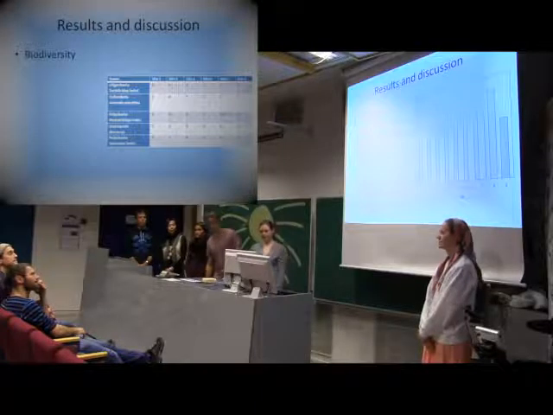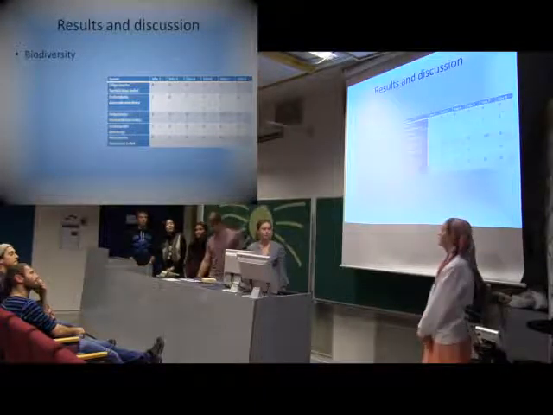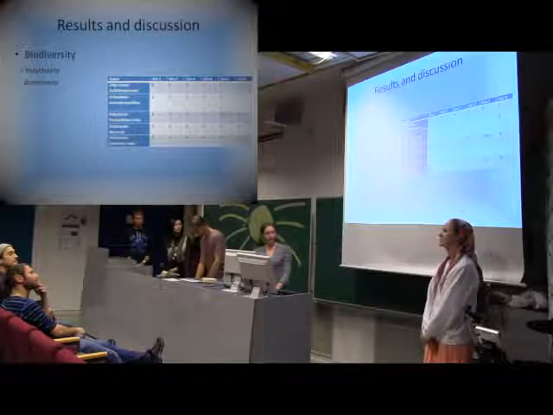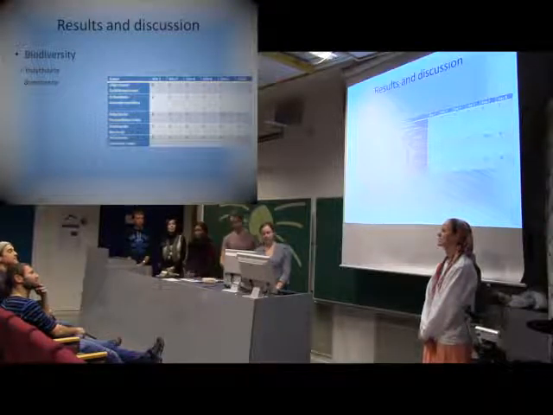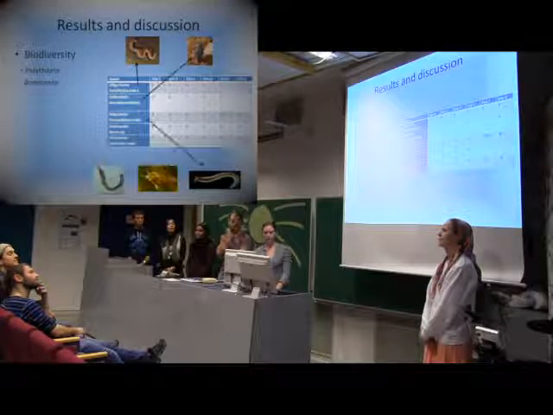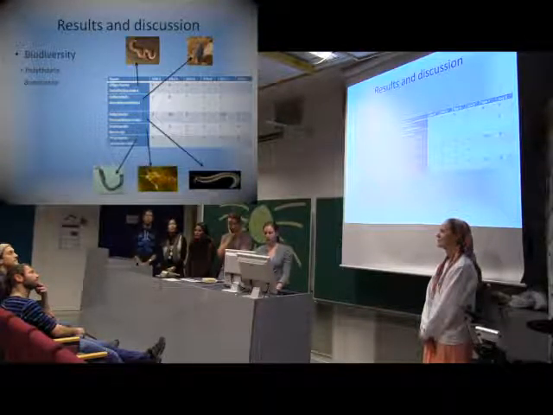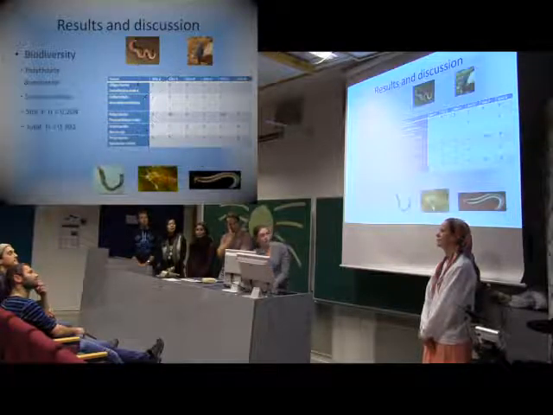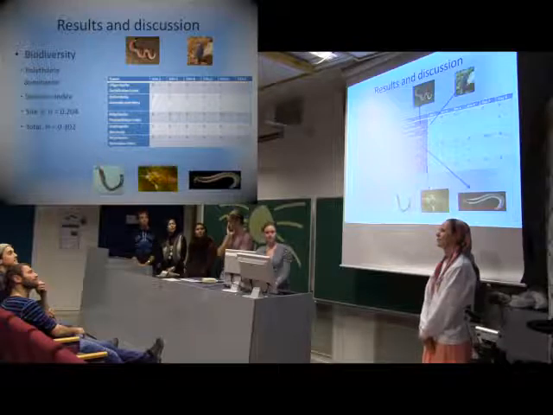Now we'll look at the biodiversity. This table shows the sediment samples that we found at Kyrkjetangen. We found 5 different species, of which polychaete was the one with the highest abundance, found at site 3 and site 7. And here we can see a picture of the rest of the species, including polychaete.